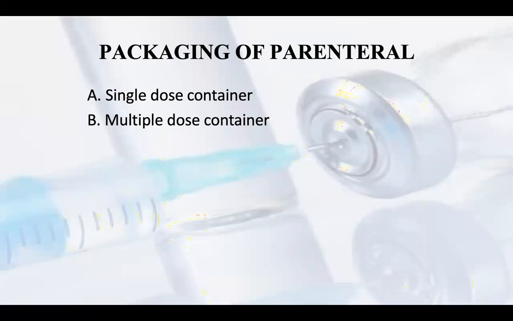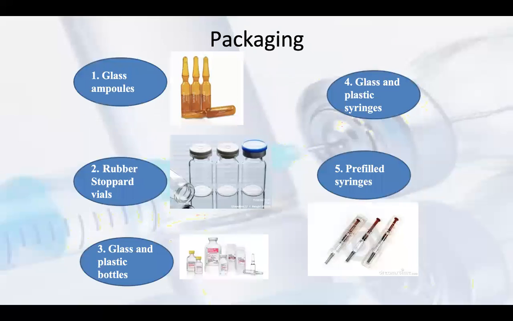Packing of parenterals. The single dose container, as I told you, then multiple dose containers. You can see these packaging materials: glass ampoules are used nowadays, rubber stopped vials which have rubber stops are used. Glass and plastic bottles are used nowadays as containers for injectables. Glass and plastic syringes are nowadays used. Then pre-filled syringes. There are various types of containers which are used for filling of the injectables. These are the packaging materials.